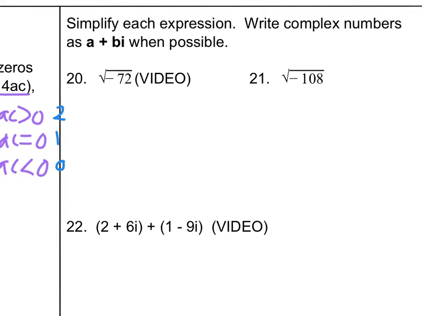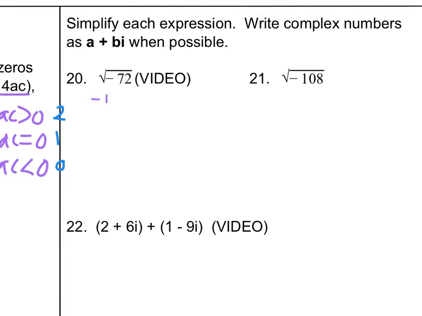On to these complex number problems. Square root of negative 72. I'm going to try to identify the biggest thing that multiplies to 72 as far as a perfect square, and I might notice that 2 times 36 would work for that.